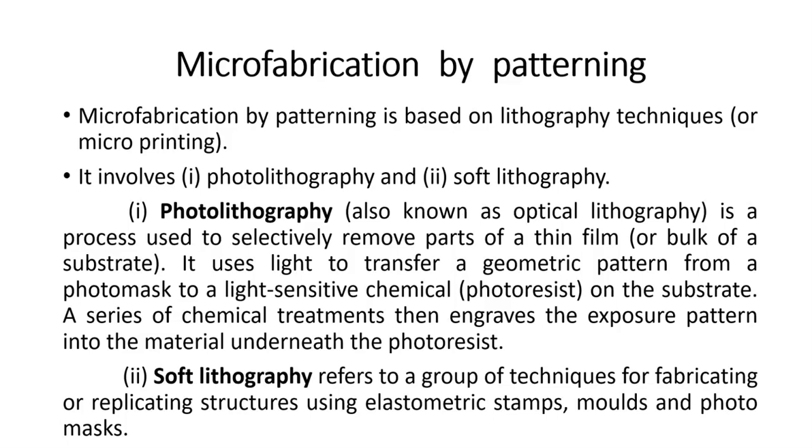Photolithography is optical lithography, which is a process used to selectively remove parts of a thin film. It uses light to transfer a geometric pattern from a photomask to a light-sensitive chemical on the substrate. A series of chemical treatments then engraves the exposure pattern into the material underneath the photoresist.